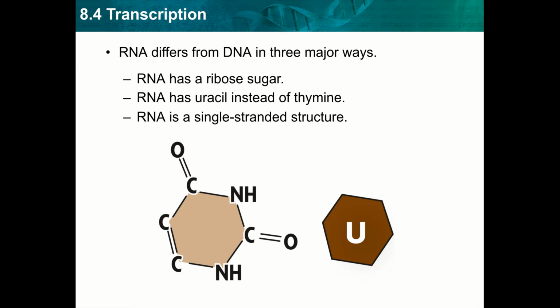RNA has uracil. DNA has thymine. And so when we talk about this process of transcription, whenever there is an A that is exposed, the complementary base is going to be U. There is no more thymine or T in the process of transcription. T goes away. And I'll give an example when we talk about that process.